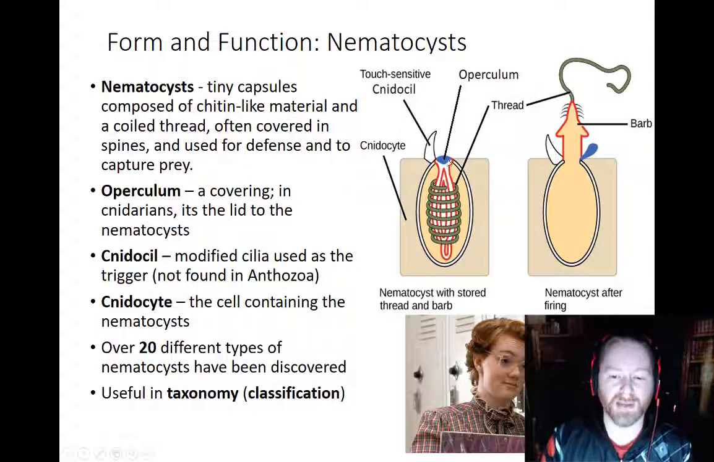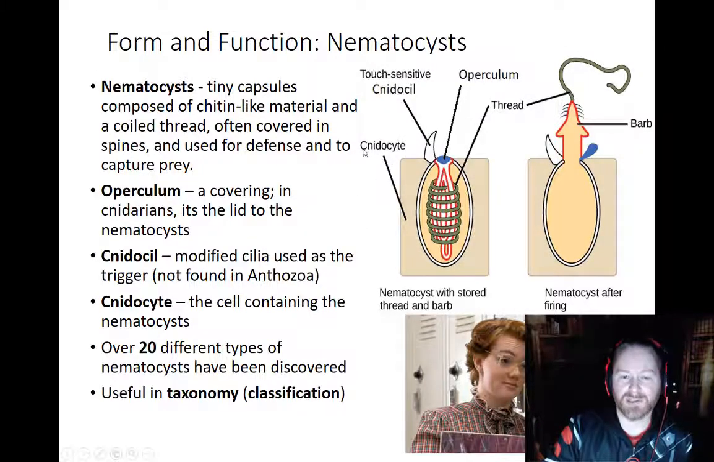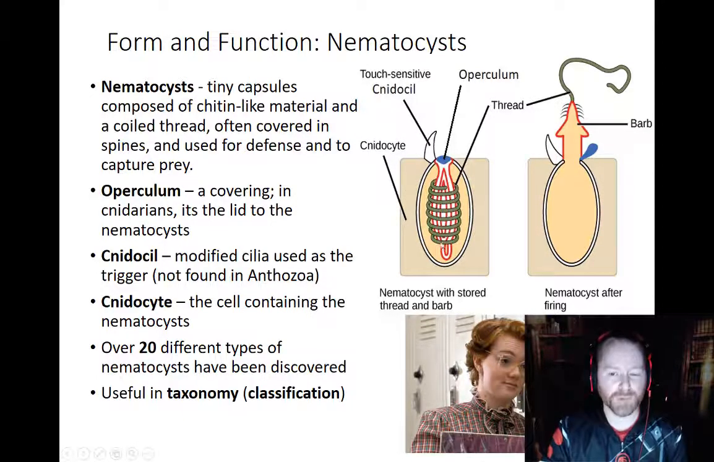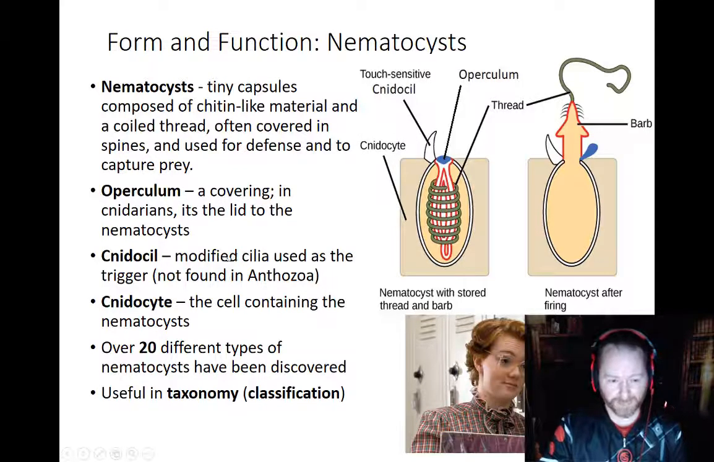So here we have a good little diagram of what it would look like. Here we have the cnidocyte. You can just leave the C off of these words and just say the rest of it. It's the cnidocyte. That's the cell that contains a capsule, and that capsule is the nematocyst. That capsule has a covering over the top of it called an operculum, and it's just the lid that covers the part where the barb and the harpoon are located.